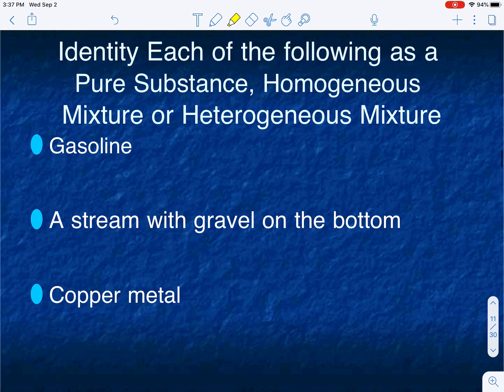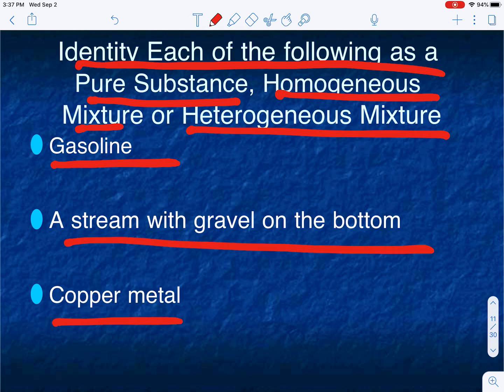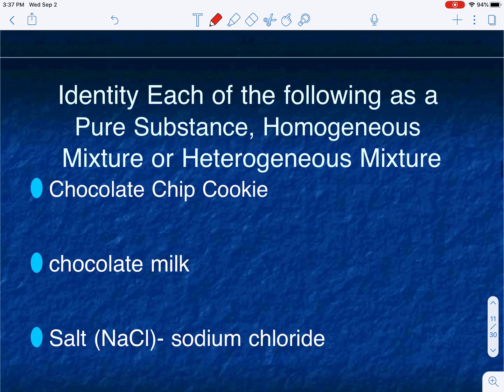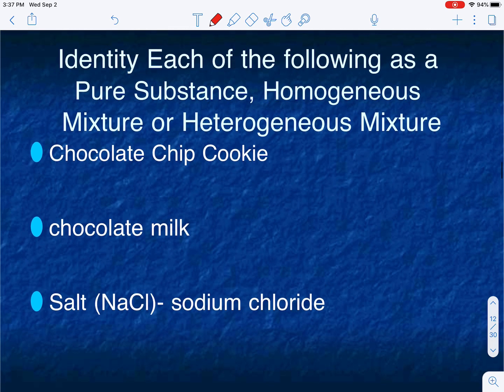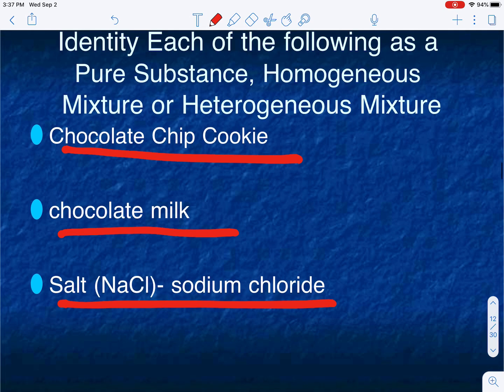So we know to make a mixture, we're taking elements or compounds and mixing them together. Please take a look at these, and it says to identify each of the following as a pure substance, homogeneous mixture, or heterogeneous mixture. We have gasoline, a stream with gravel on the bottom, and copper metal. We also want you to identify these three. Are they pure substances, homogeneous mixtures, or heterogeneous? Chocolate chip cookie, chocolate milk, or table salt. In this case, not salt water, that's just salt. Sorry, just the compound salt. Is that a pure substance, homogeneous mixture, or heterogeneous mixture?